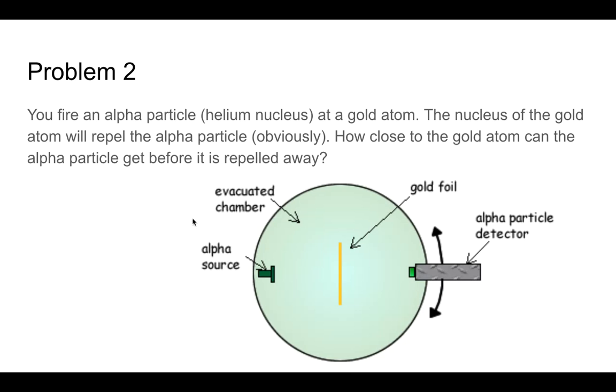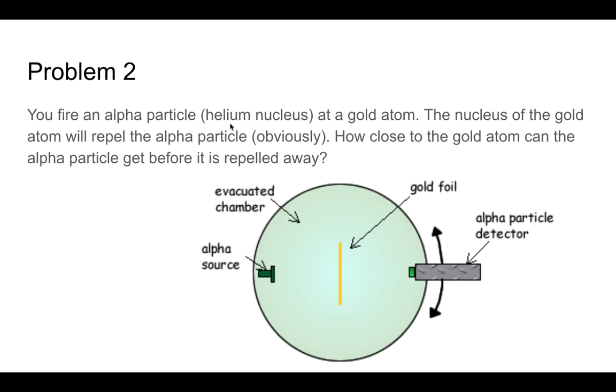All right, second problem. Let's say we fire alpha particles, which is just a helium nucleus, at a gold atom. This is called the Rutherford experiment, where they tried to figure out the size of different atoms, different nuclei. So what you do is you fire alpha particles into a gold foil, and you detect it on this other detector, with voltages and intensity and things like that. But anyway, back to this.